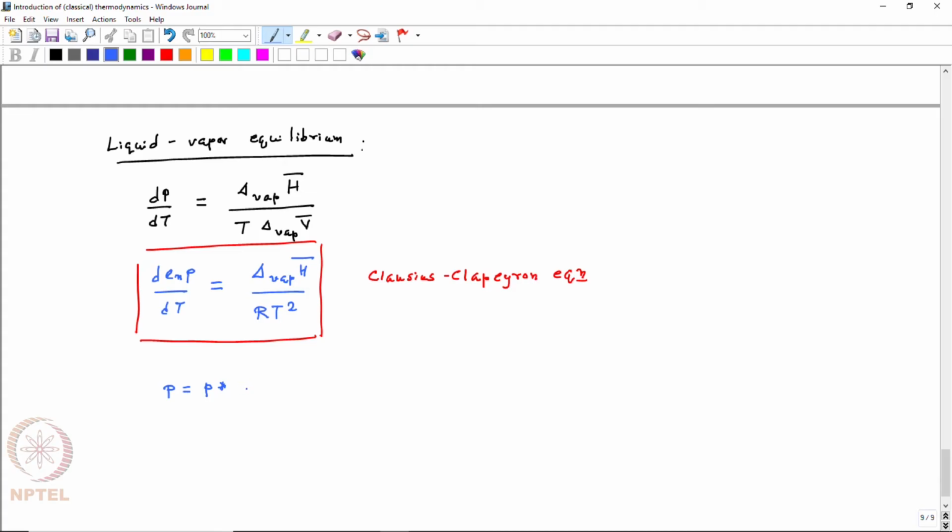You will see that it will be something like e to the power minus delta vaporization of H, the enthalpy change for vaporization, divided by R into 1/T minus 1/T star, where the pressure is P, the temperature is T, and the initial pressure we took as P star and the initial temperature was T star. So this is the integrated form of the Clausius-Clapeyron equation.